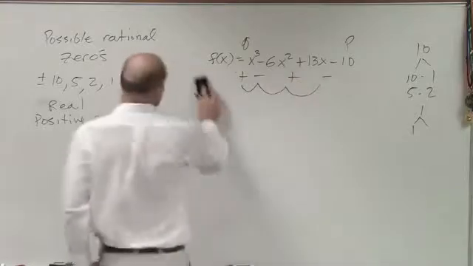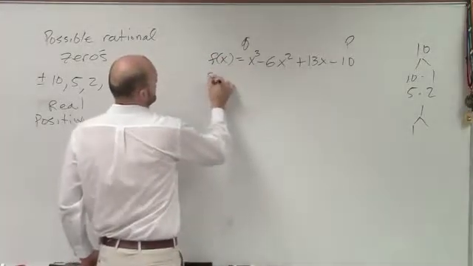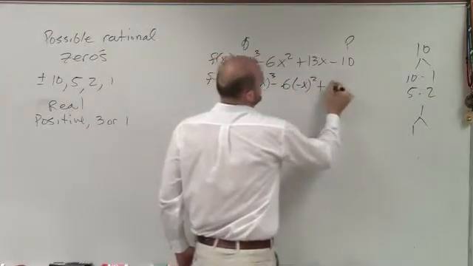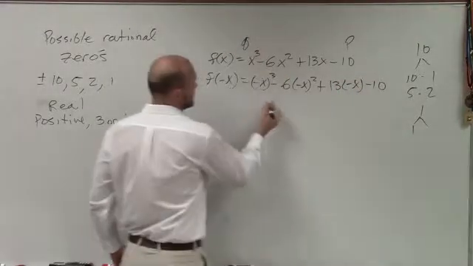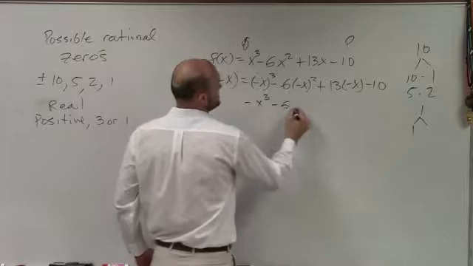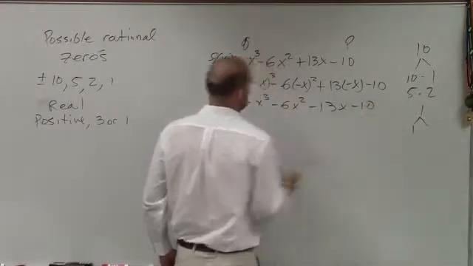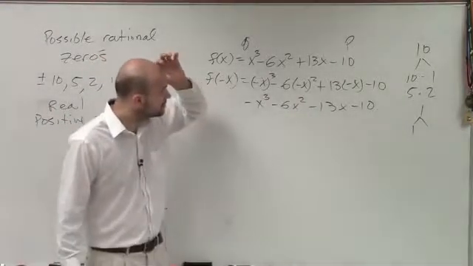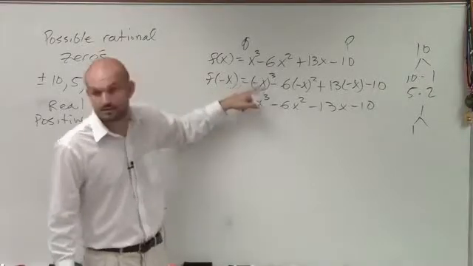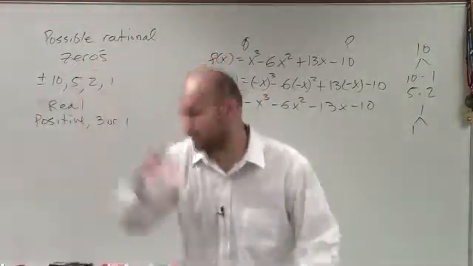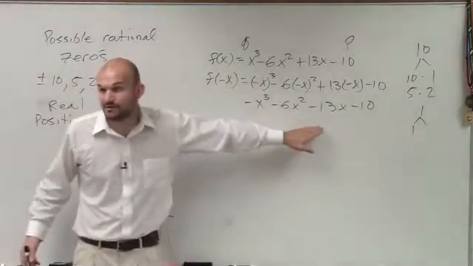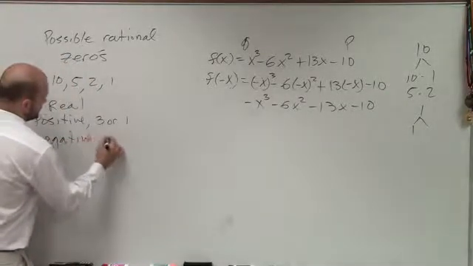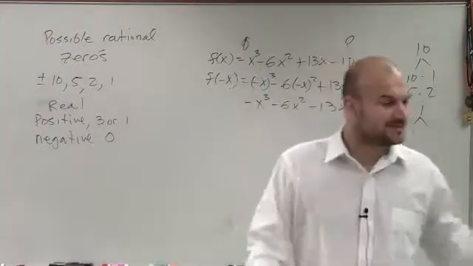And then if we determine f of negative x, I have negative x cubed minus 6 times negative x squared plus 13 times negative x minus 10. So therefore, negative x cubed becomes positive, then negative 6x squared, minus 13x, minus 10. And you can see, are there any alternating signs? Wouldn't the negative x be positive because it's cubed? Well, think about it, just do negative. So you can see, are there any negative zeros? No. So the number of negative zeros is 0.